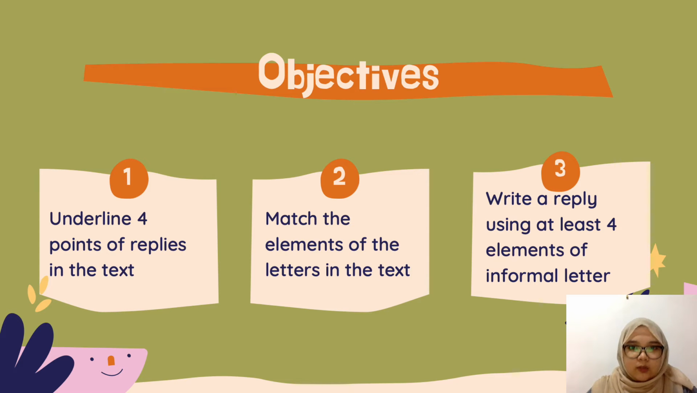Our objectives, we have 3 objectives. You are going to underline 4 points of replies in the text. So there will be an example of a text, and then you are going to underline the points. And then you are going to match the elements of the letter in the text. And then you are going to write a reply using at least 4 elements of the informal letter that we are going to discuss later.